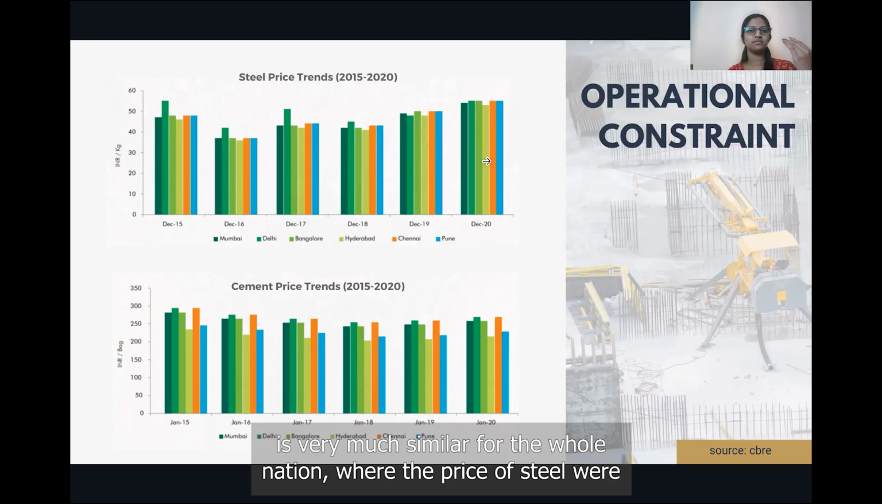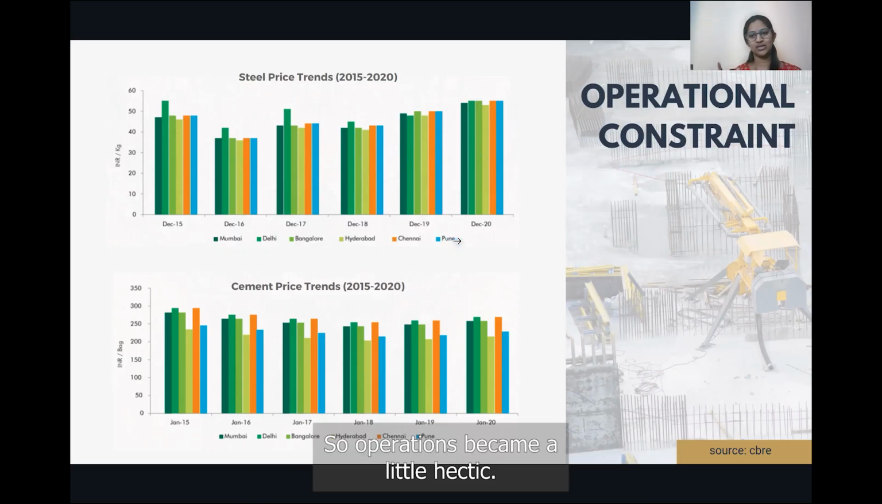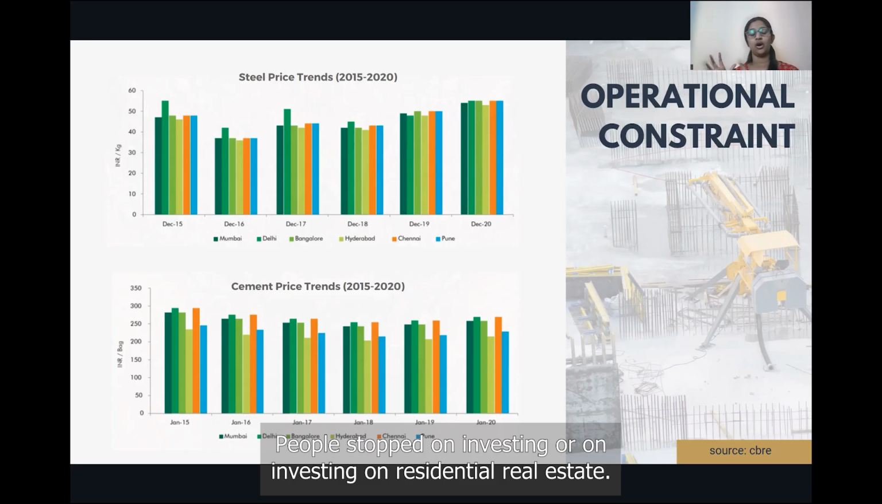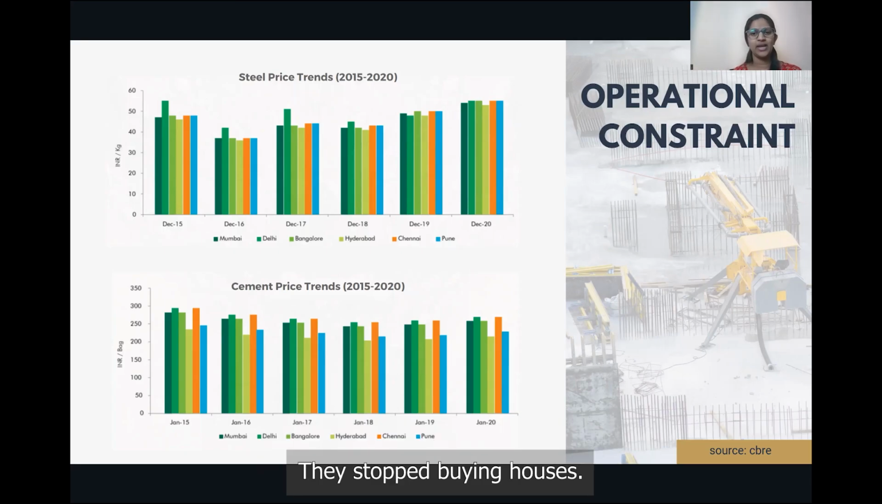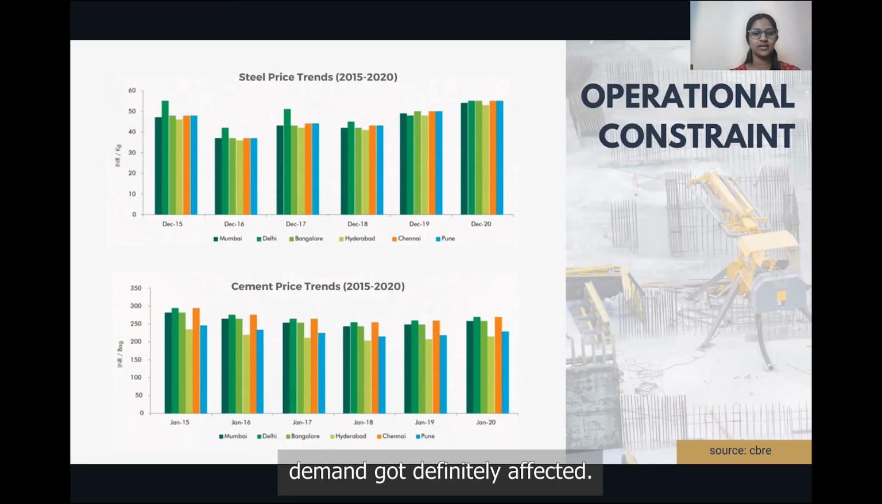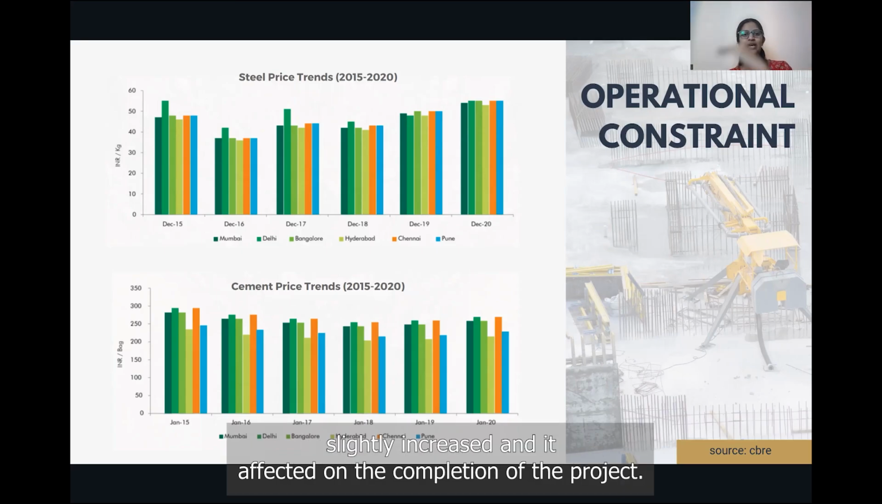the prices of the steel were gradually increased after the pandemic. So operations became a little hectic. It was a little stuck, because there was no cash flow running. People stopped investing in residential real estate. They stopped buying houses. So based on all of these, the supply and demand got definitely affected a little. So the basic materials for construction, that is steel prices, the cement prices, the aggregate, the sand prices, all of those things slightly increased, and it affected the completion of the projects.